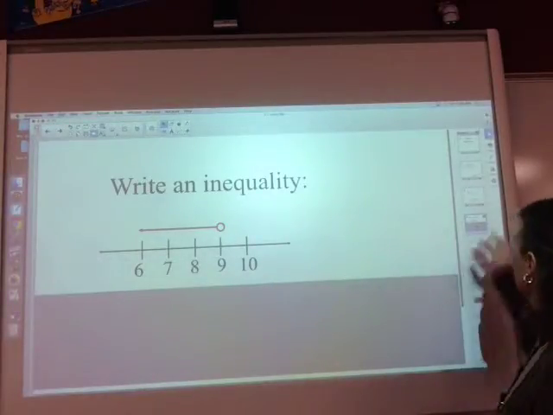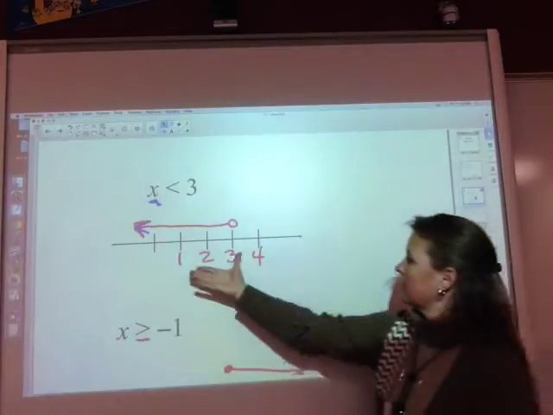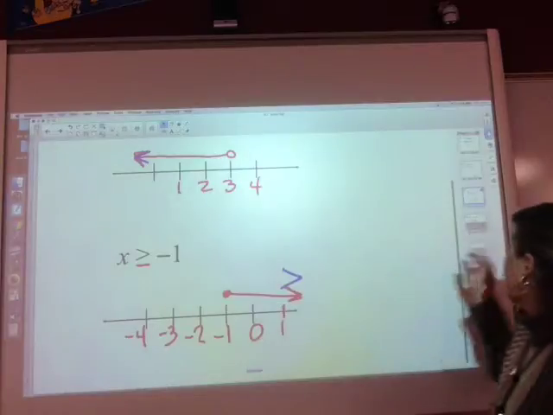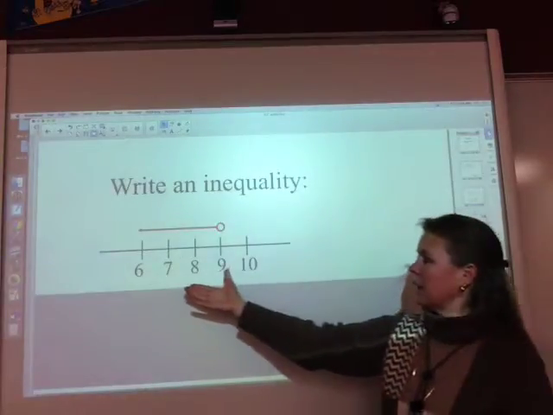Okay, we have to write an inequality. We're working these problems backwards. They're giving us the graph. We have to make an inequality. If they gave us this graph, we would have to make an inequality. They gave us this diagram.